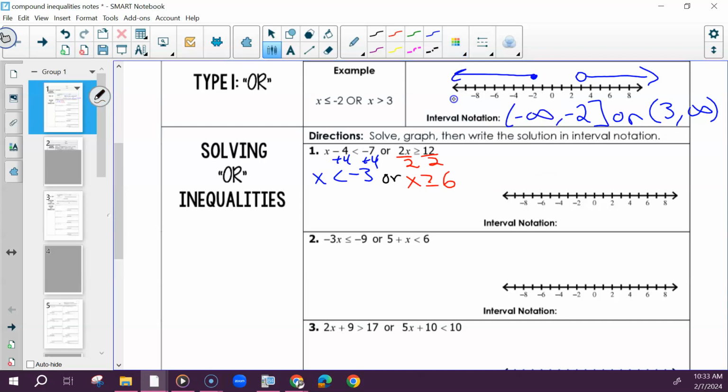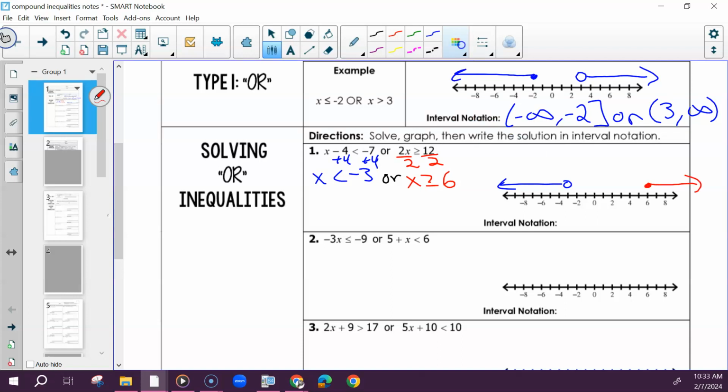So even if they're off, if you want to put "or" and draw arrows to it, you need the word "or" in between them. Then we can graph both. So x is less than -3. Well, that would be open at -3, going to the left. x is greater than or equal to 6, closed at 6, going to the right.